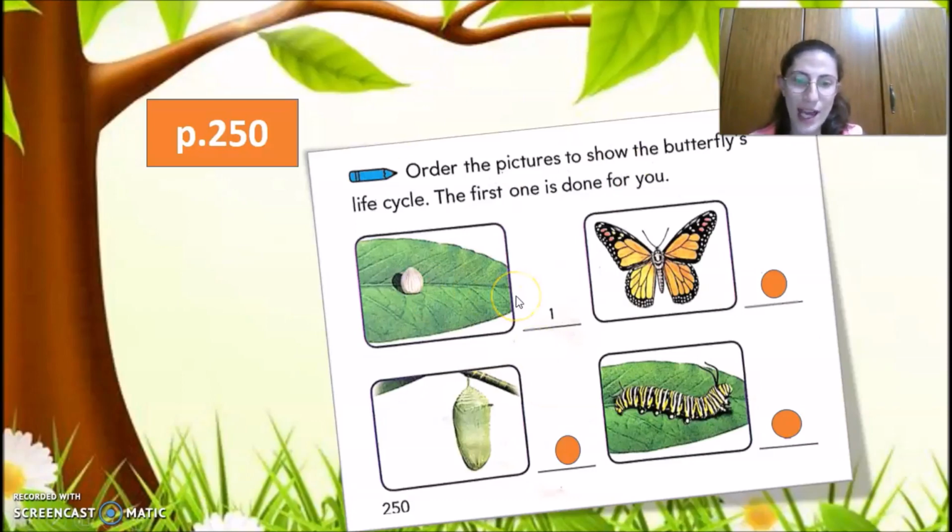So first we have an egg. Then from the egg, what did we say? What hatches? Excellent, a caterpillar, number 2. Then after the caterpillar, what happens? It changes into a pupa, excellent. From the pupa, what comes out? The butterfly. Excellent. That's it.